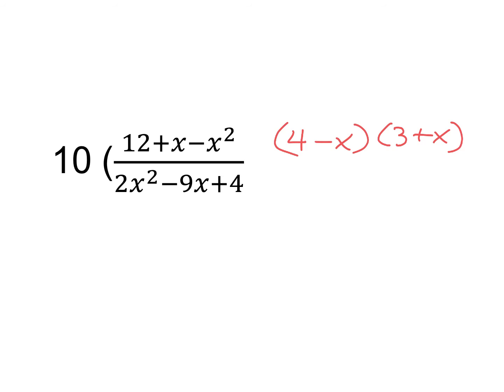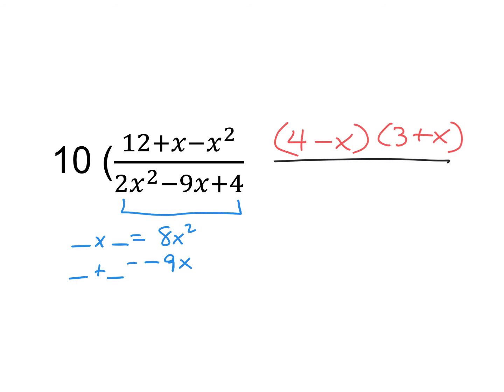Then the bottom one, this one I can either guess and test, or I can do the grouping. 2 and 4 are small enough where I could probably guess and test and not have to do too many FOIL problems. But let me show you with the grouping, because again, that never fails. So if I go ahead and do the grouping here, I'm going to multiply, and I'm looking for factors of 8x squared that when I add them give me negative 9. So two numbers to multiply to give me that, but who add to give me that.